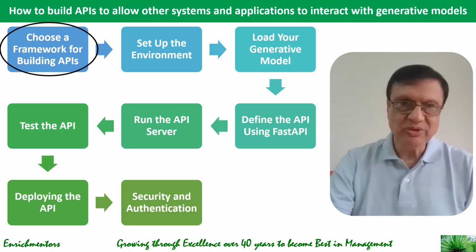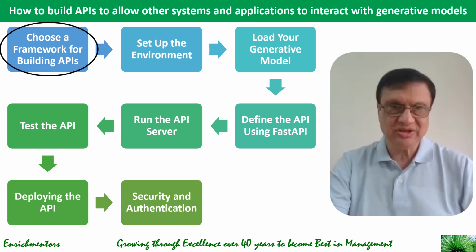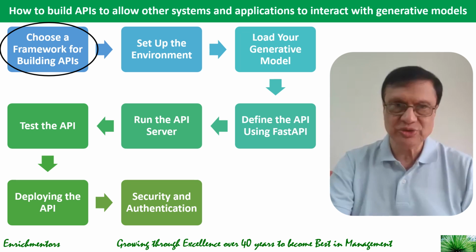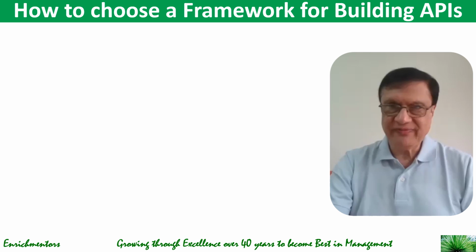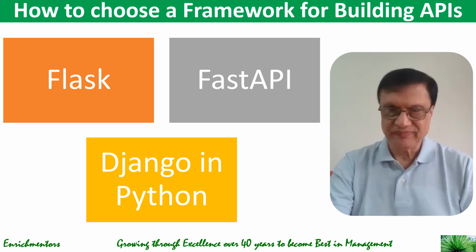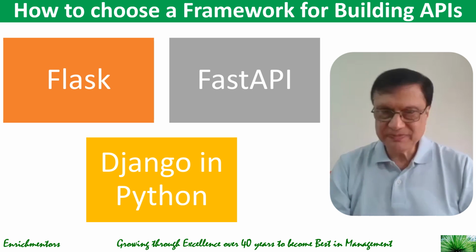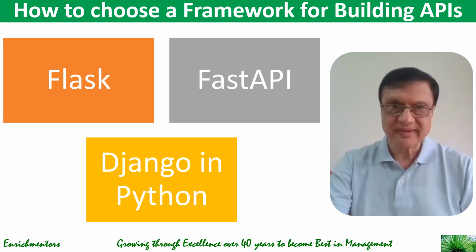Let's take a look at how to choose the framework for building APIs. Any thoughts? What are the frameworks and how can you use them? How can you choose them? Which is the right framework for you to build an API? There are several frameworks that can be used for creating APIs, such as Flask, FastAPI, and Django in Python. FastAPI is particularly popular for its performance and ease of use.